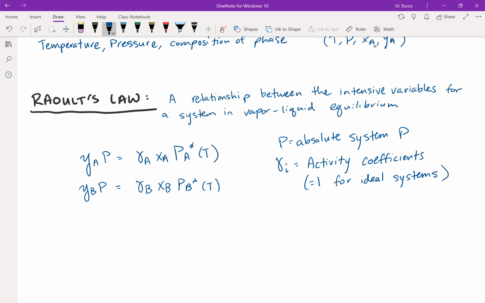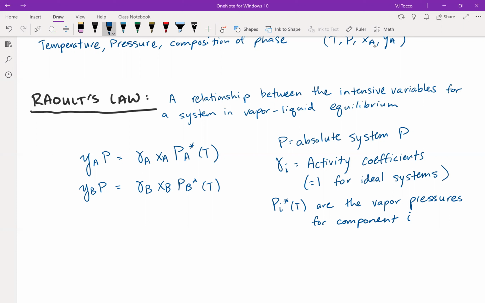PA star and PB star, so PI star of T, are the saturation pressures, or vapor pressures. And to me, vapor pressure and saturation pressure are 2 terms meaning the same thing. Pressures for component I. Remember again that this parentheses T does not mean we're multiplying by T. It just means that vapor pressure is a function of temperature. It's a reminder that when we're looking at Raoult's law, temperature is included in the vapor pressure expression, or there's some dependence of vapor pressure on temperature.